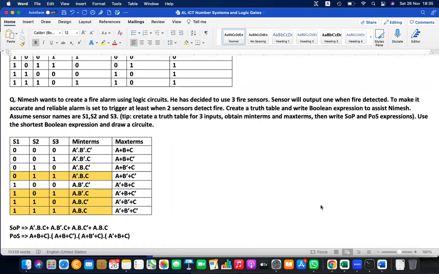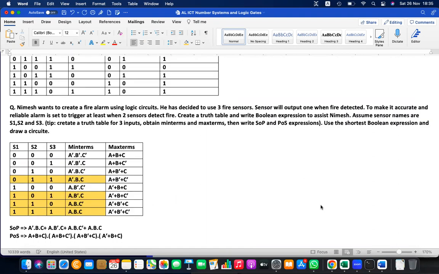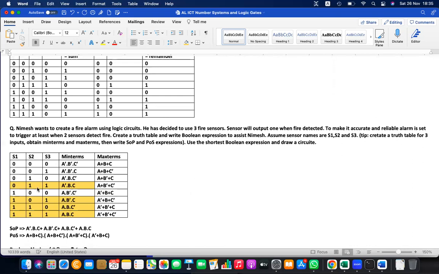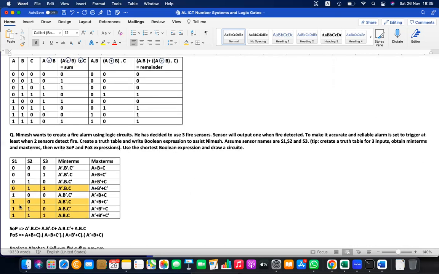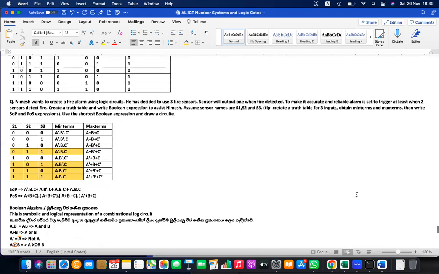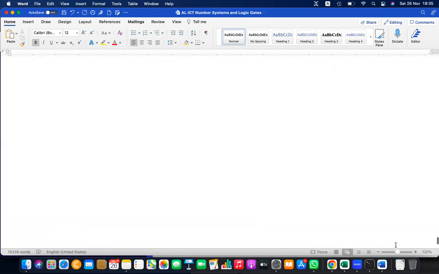So please see this. The question is there: Nimesh wants to create a circuit to trigger a fire alarm. At least when two sensors are working, the alarm should be triggered. So that is the scenario. That is what we learned. If two sensors are working, the final output should be 1. So here, if two sensors are working, this should be 1. Here two sensors are working, it should be 1. Here three sensors are working, therefore it should be 1. So we just discussed how it happens.